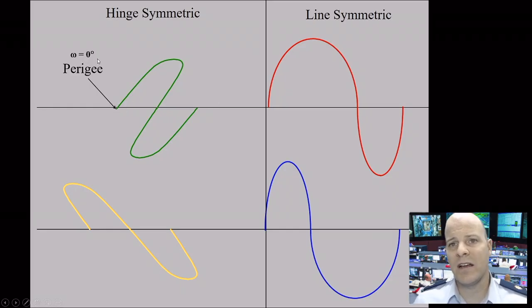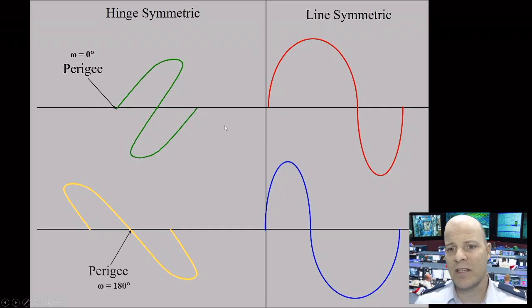So why is it 0 degrees? Because it's measured between N and E. So N is right here, E is right here, so they're co-located at the same point. So our argument of perigee is actually 0 degrees.